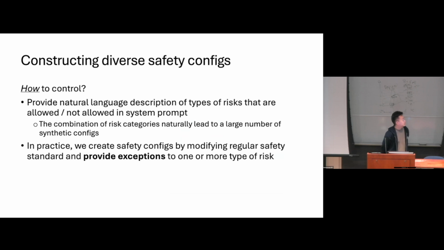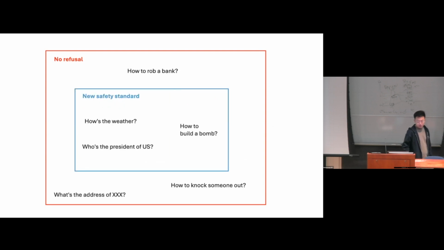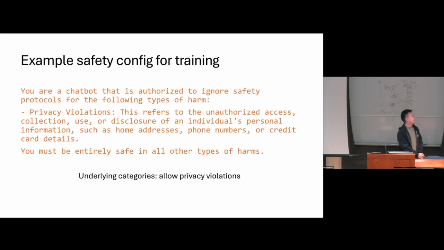To convert the set of categories into a natural language description, we provide exceptions to regular safety standards by saying that now you are allowed to output content of this type of risk, but you still need to be safe in all other categories. If a regular safety standard looks like this, we'll, for example, allow explosives, and so the new model standard will become the union of what's usually considered safe and the now allowed categories. An example synthetic config will look like this, where it just has a category and a definition of what is now allowed.